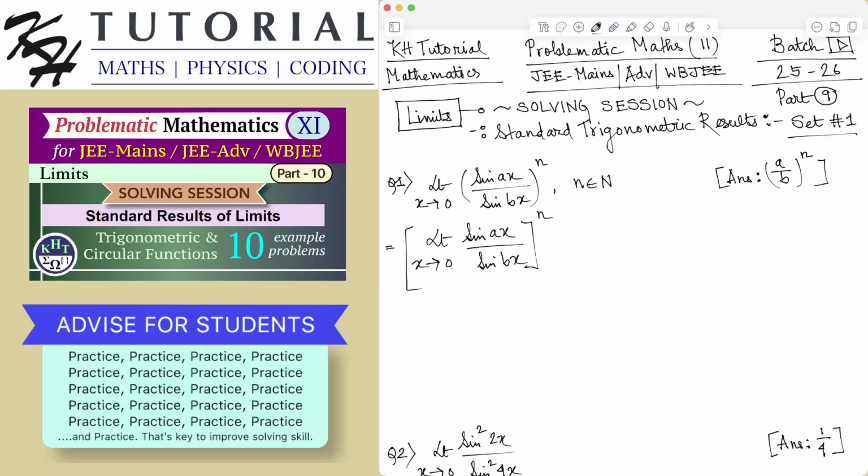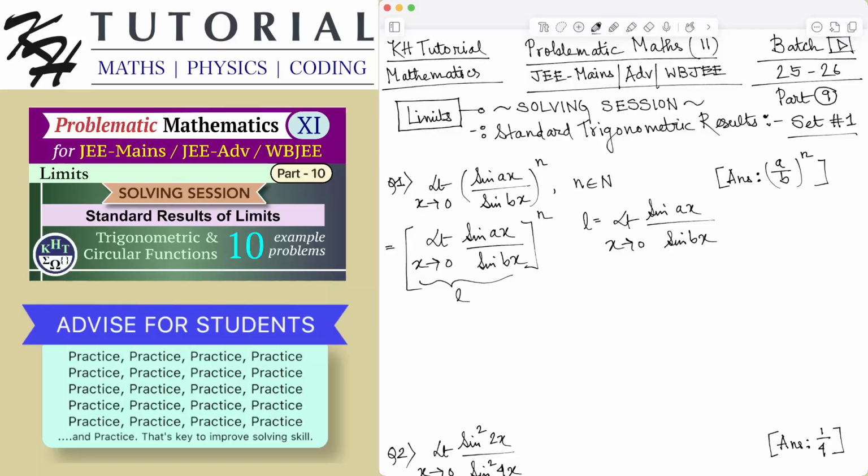Okay, so let's say I am calling this limit to be L. So eventually the answer will be L to the power n. So we have to find L. So L is equal to limit x tending to 0 sin ax by sin bx. If you have watched the previous video, the concept is that I will create ax as the denominator to sin ax, and also I will create bx as the denominator to sin bx, and I will adjust ax and bx.